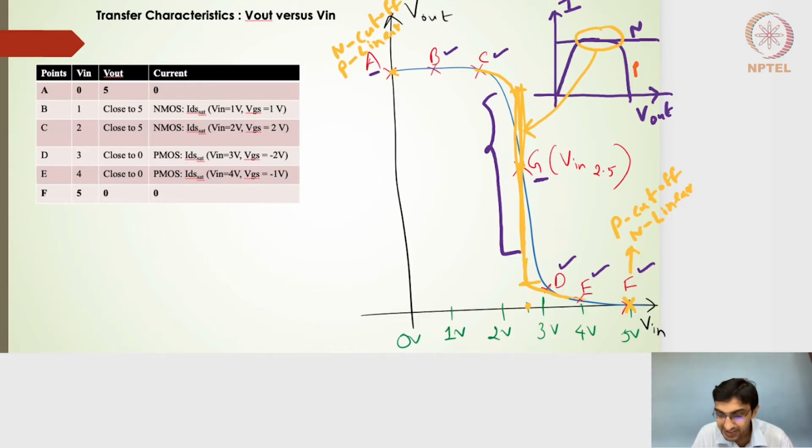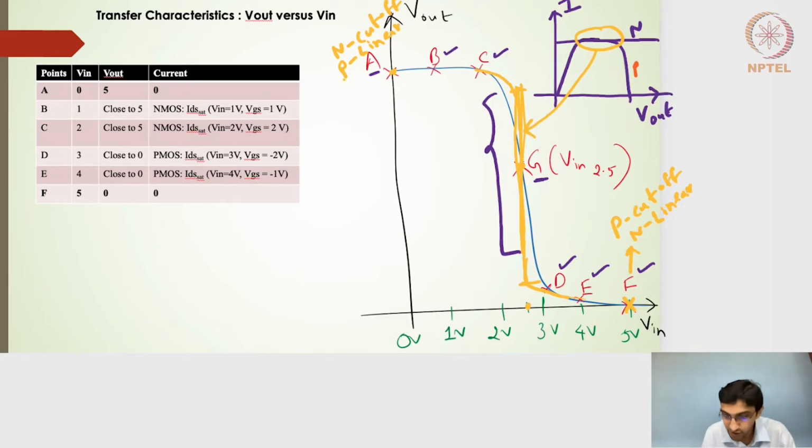Point A is a point where the input voltage was zero. Input voltage was zero, so that means the NMOS VGS value was zero, and thereby it is validated that the NMOS will be in cutoff. For the PMOS, although its line looks like a linear region, in fact if V input is 0, VGS turns out to be minus 5 volts.